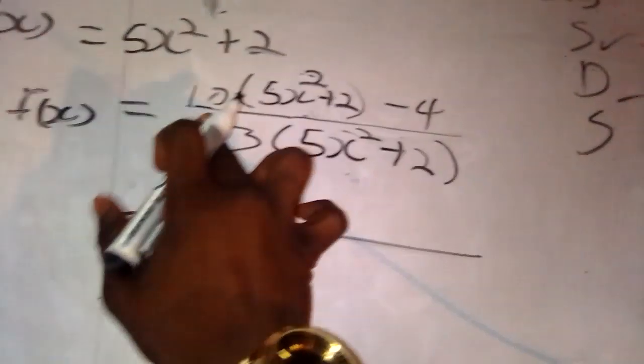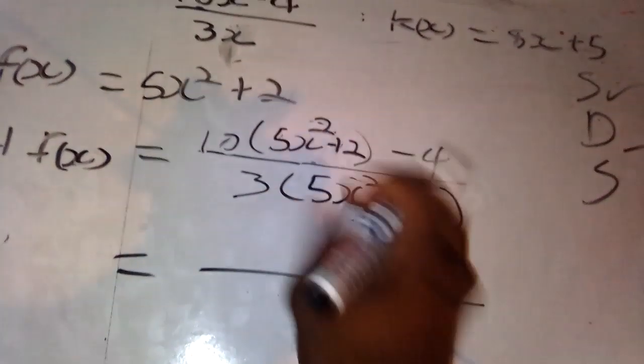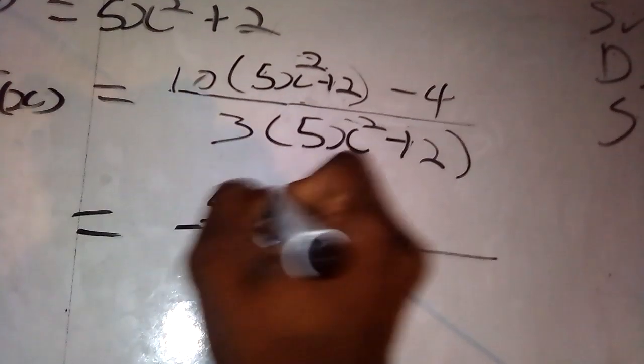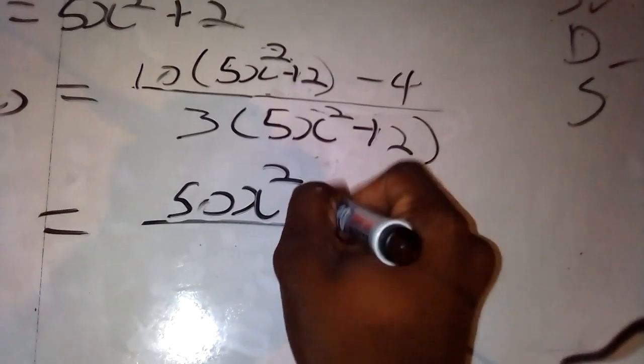So now we need to distribute here. So I write it out, then now we're going to distribute. So this 10 should be multiplied by the 5x squared here, and this 10 by the 2, then I put it back, right? So I simplify the top part. 10 times 5x squared is 50x squared, and 10 times positive 2 is positive 20.